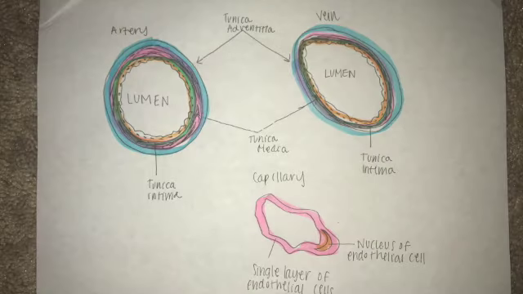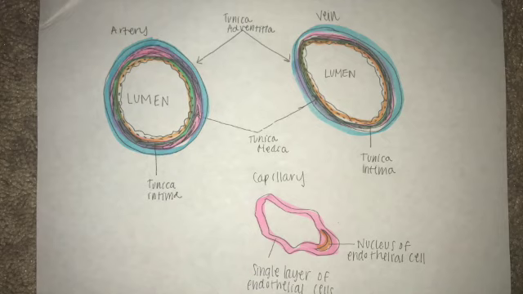On this next image, you can see that I drew out a view of the arteries, veins, and capillaries. With the arteries, you can see the 3 layers, and the same with the veins. And then the capillary, you can see the nucleus of the endothelial cells, and then the single layer of endothelial cells. So to compare and contrast these, of course they all carry blood.